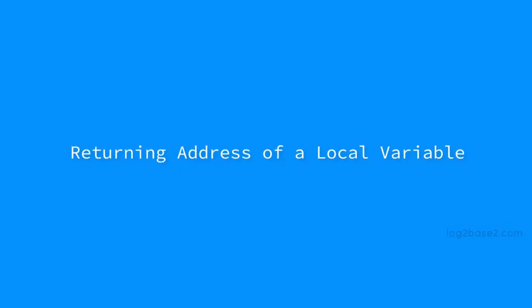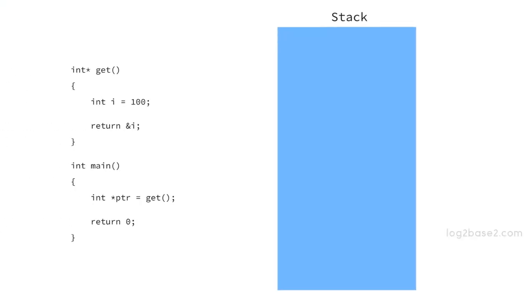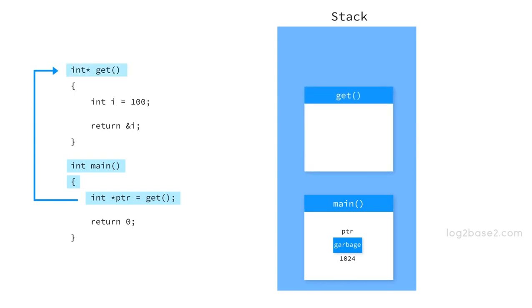Next case is returning the address of local variables from a function. See this example program, we have the main function and a function get. As we know, execution begins from the main function. So main is pushed into the stack, and here we have int *ptr = get(). That is, we create an integer pointer and we call the function get, and whatever the function returns will be stored in ptr. So control goes to get, and it is also pushed into the stack.